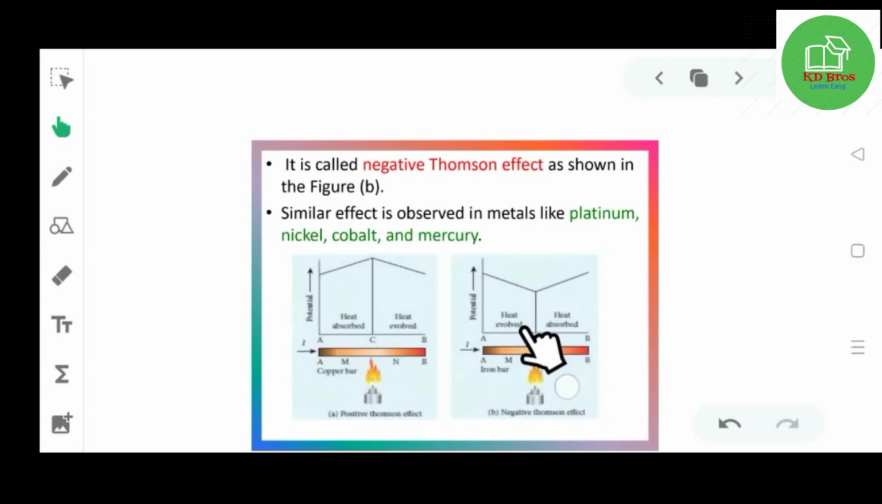And because of that the point C will attain the low potential. So the metals which accept this type of phenomenon are said to be negative Thomson effect materials, and the examples are platinum, nickel, cobalt and mercury.